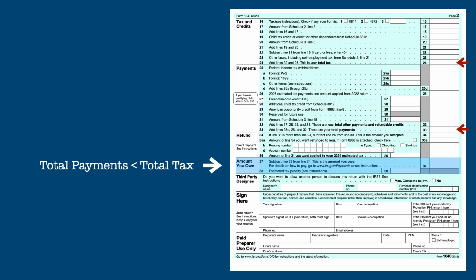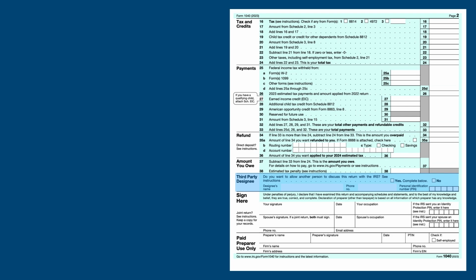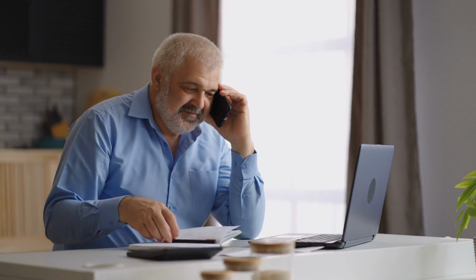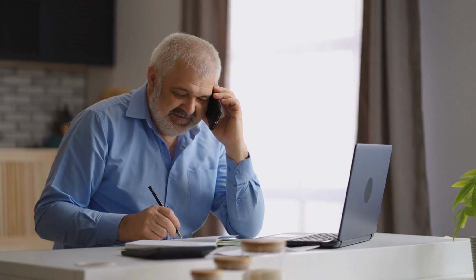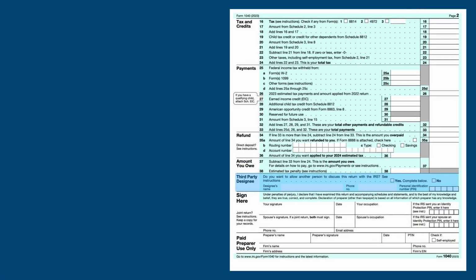If you're lucky enough to be getting a refund, you can designate a direct deposit account for that refund, or you can let the IRS keep some or all of the refund towards next year's taxes. It's time to wrap up Form 1040. You can designate a third party to discuss your return with the IRS if the need arises. This is usually a paid preparer, but you can designate anyone else you like, or no one at all.